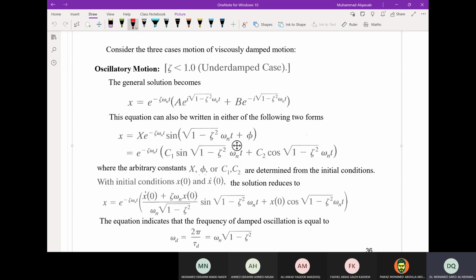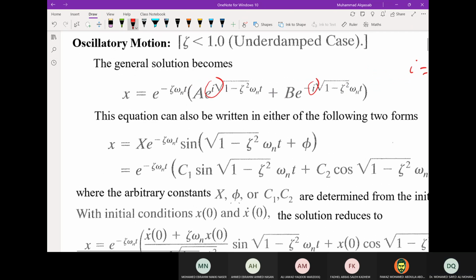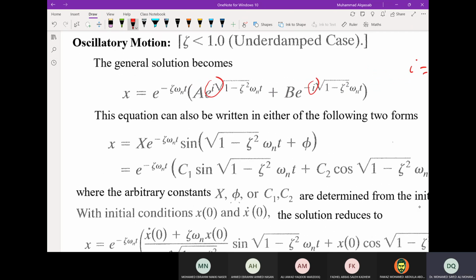The roots become complex, and then you can take i, which is square root of -1, as a common factor. And then you can switch the terms inside the parentheses. Okay, it was zeta squared minus 1 in the root. This becomes 1 minus zeta squared because zeta is less than 1.